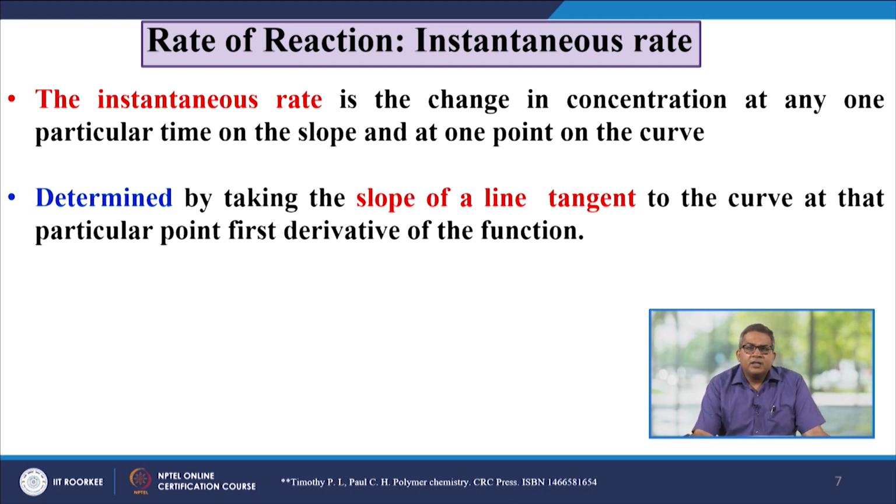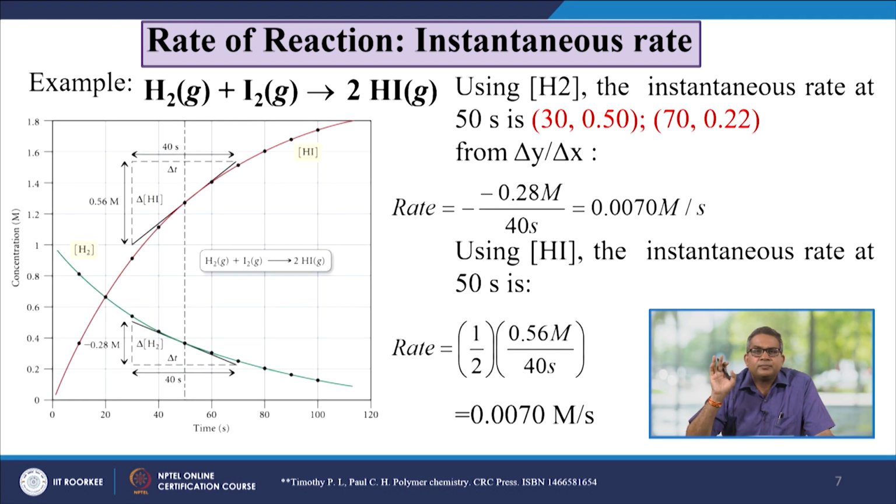Next is the instantaneous rate. The instantaneous rate is the change in concentration at any one particular time, at any point of time on the curve. This is determined by taking the slope of a line, or a tangent to the curve, at that particular point, the first derivative of the function.